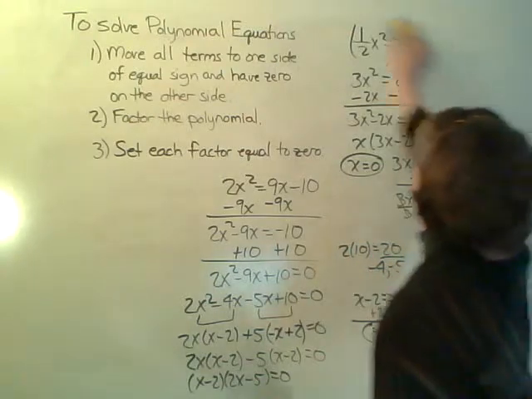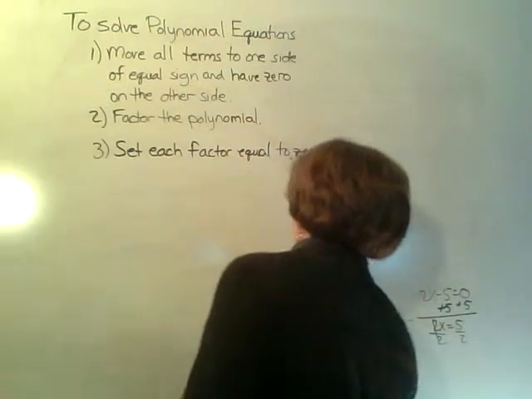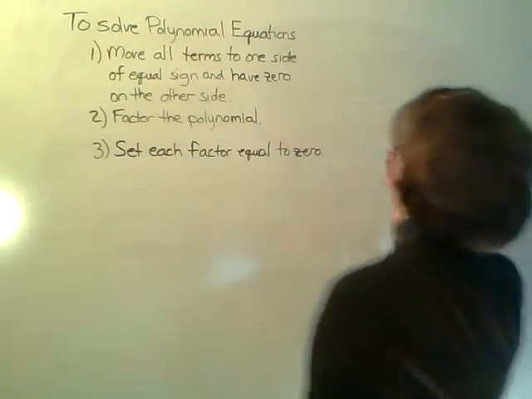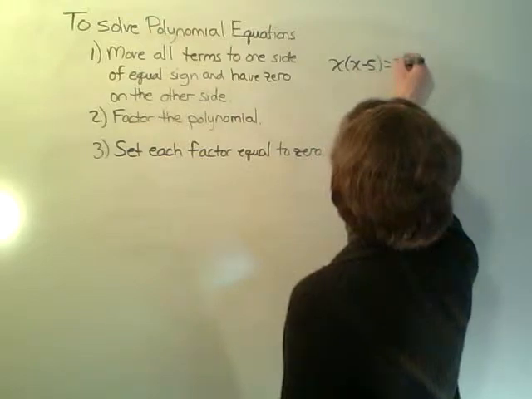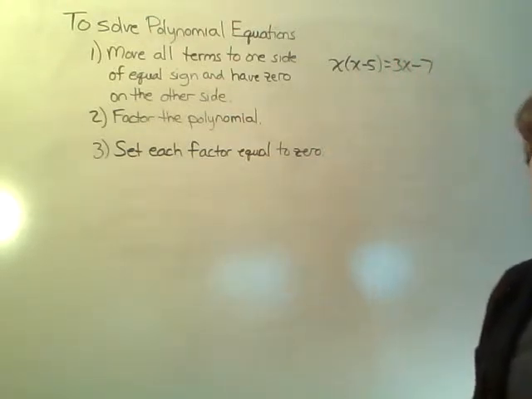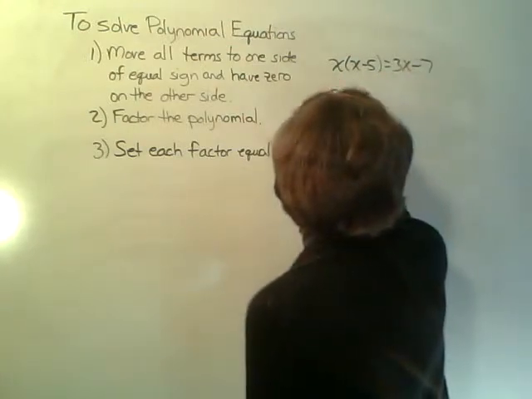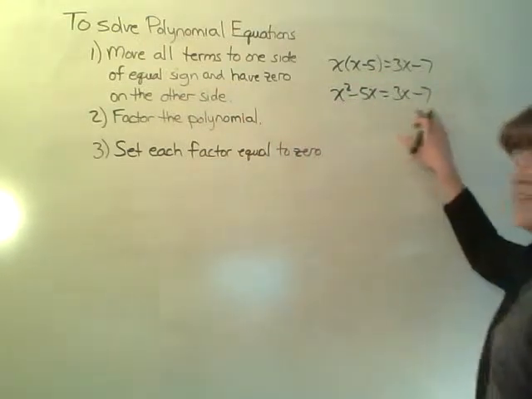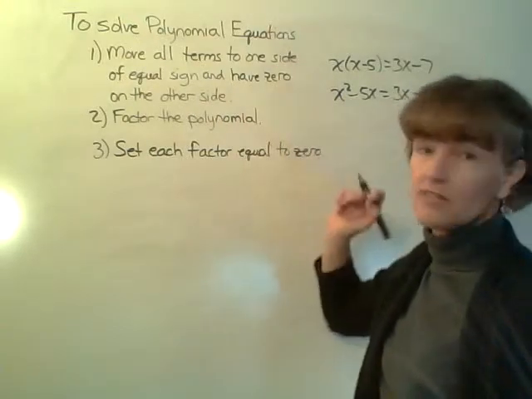Now one more quick one. And this one will not look like a polynomial equation at all. All right. It is x times x minus 5 equals 3x minus 7. It's just an equation. I'm trying to solve for x. The first thing I'm going to do is use my distributive property to get rid of my parentheses. So we have x squared minus 5x equals 3x minus 7. Now I can see that it's a polynomial equation. Since it's a polynomial equation, I'm going to follow these steps to solve it.